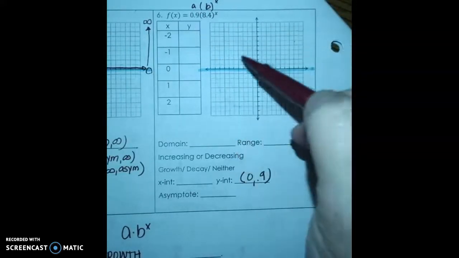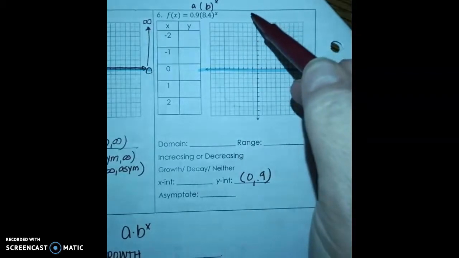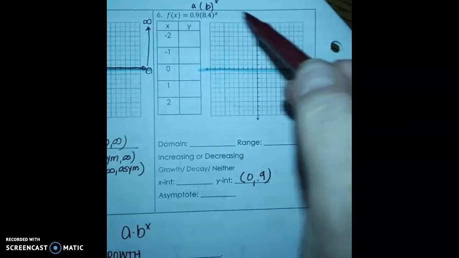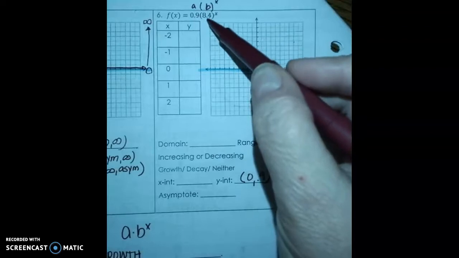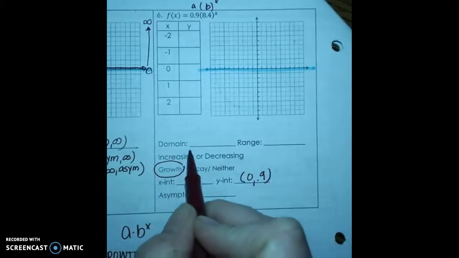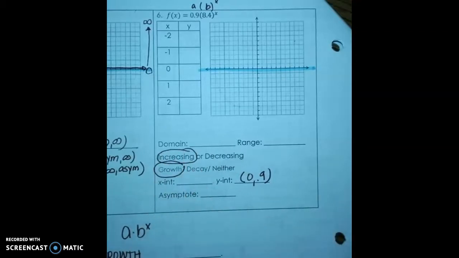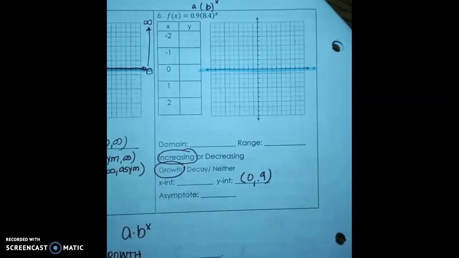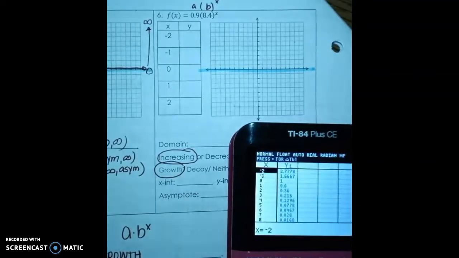This value is positive, so I know it's above the asymptote. It has not been reflected over. My B value is more than 1, so that means I'm going to have a growth, and if I have a growth, it's going to be increasing. Okay, so let's take this and we're going to put it into our calculator.